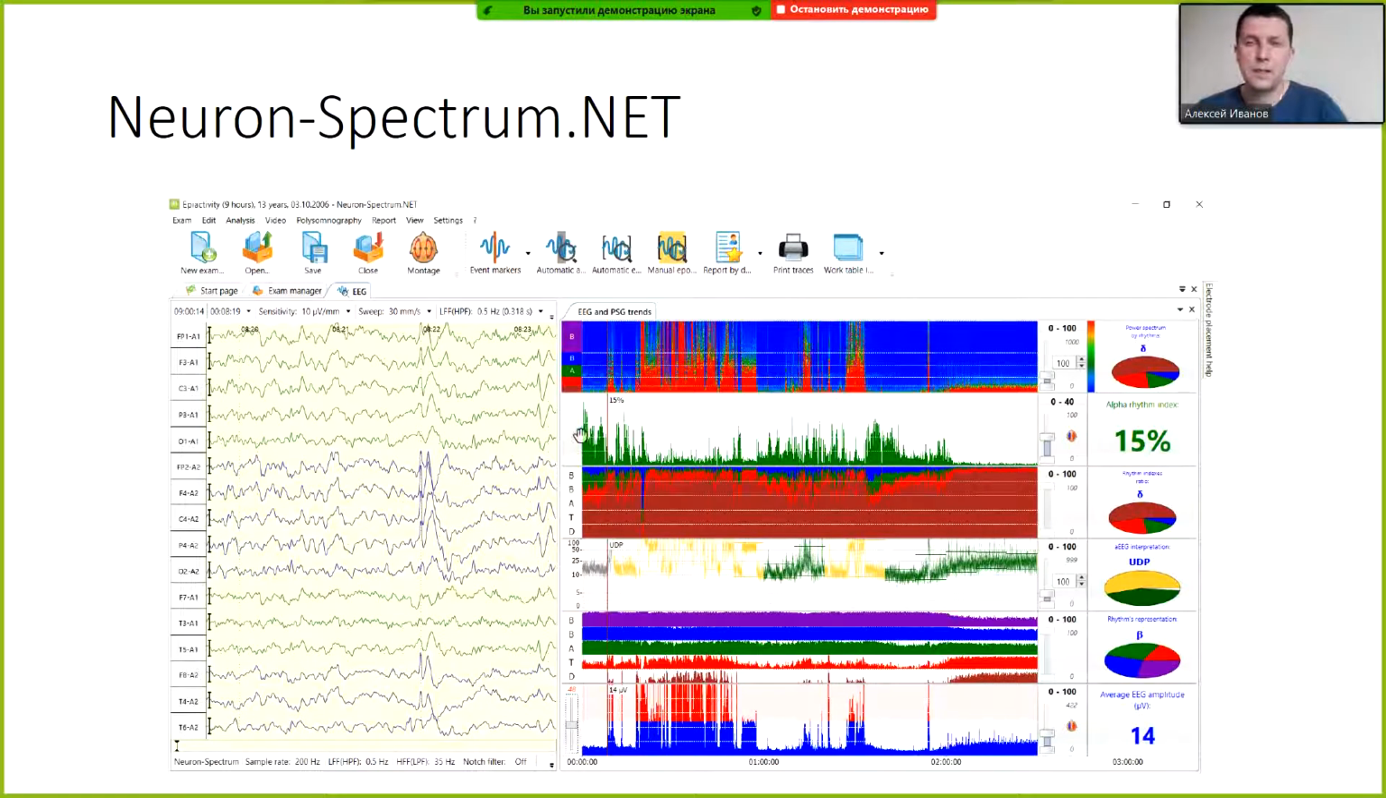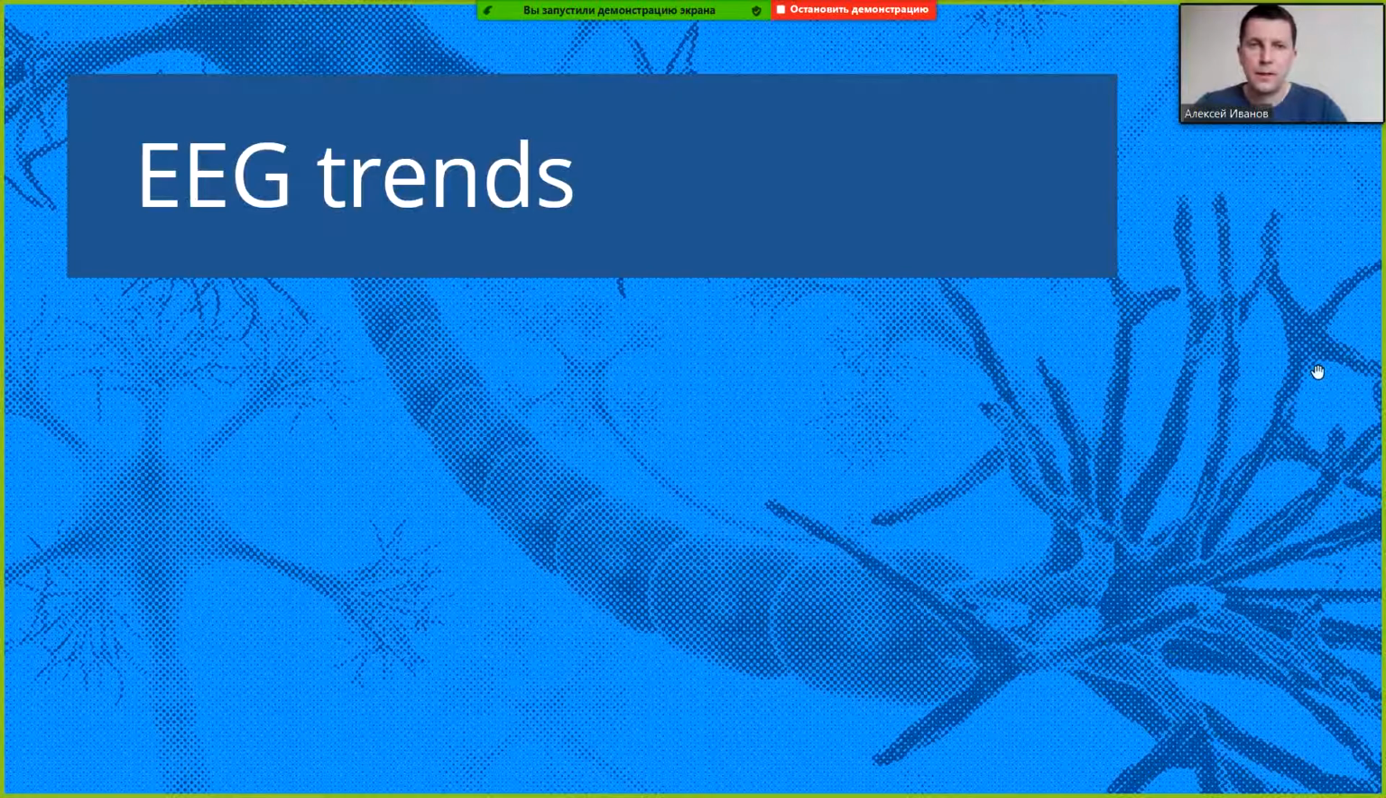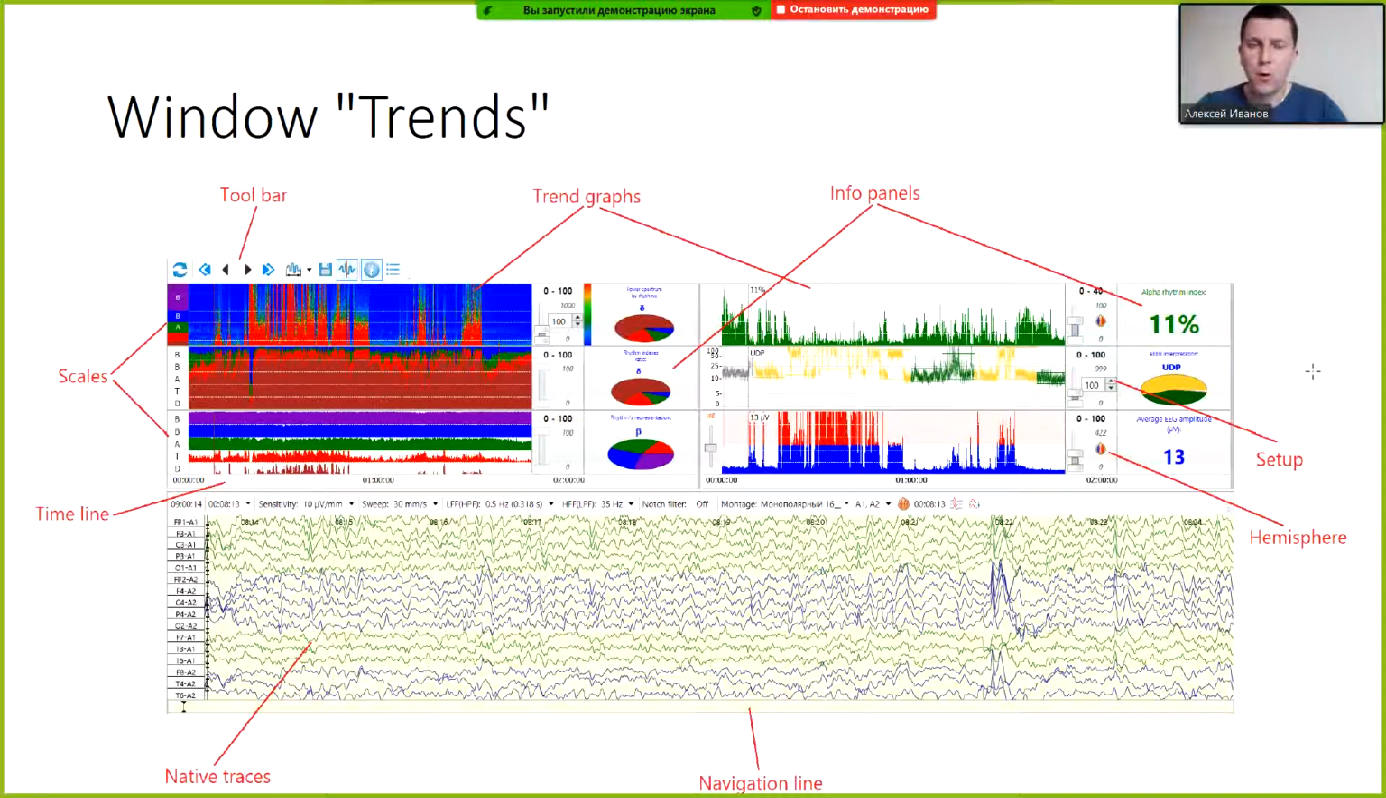And here are neuronspectrum.net trends. We can also calculate all these parameters and represent them on the computer screen. And now let's have a more careful look at the EEG trends window. On this screenshot you can see native EEG traces in the bottom part of the window and the trends window in the top part of the window.